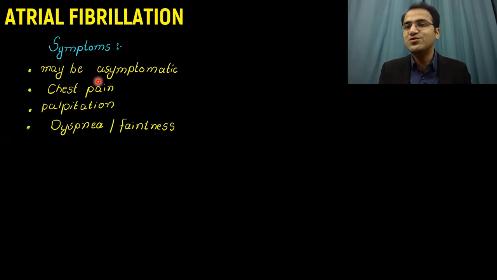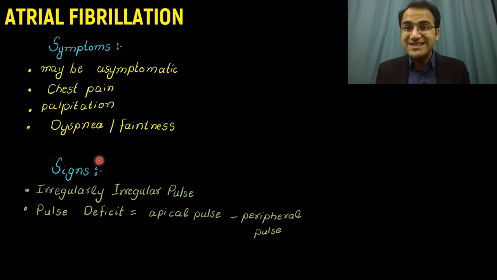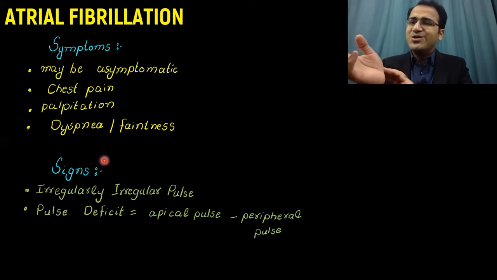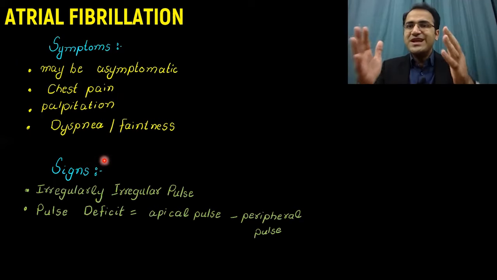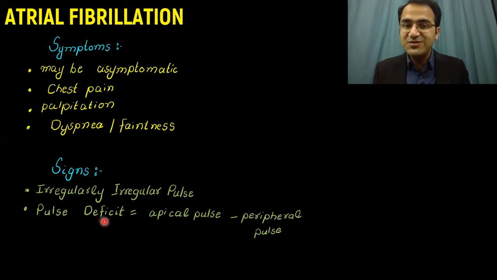When you do the ECG, you find out that the patient is having atrial fibrillation. Most often they are asymptomatic, but they can present with chest pain, palpitation, dyspnea, and faintness. What are the signs? The most evident sign is that when you put your hand on the pulse, you would see an irregular pulse. And there will be pulse deficit.